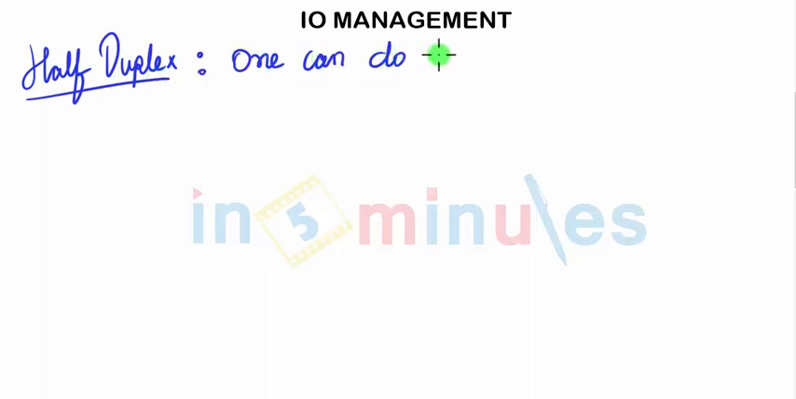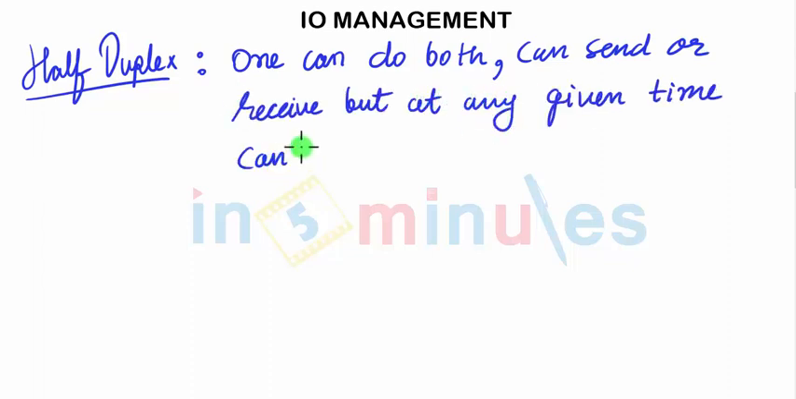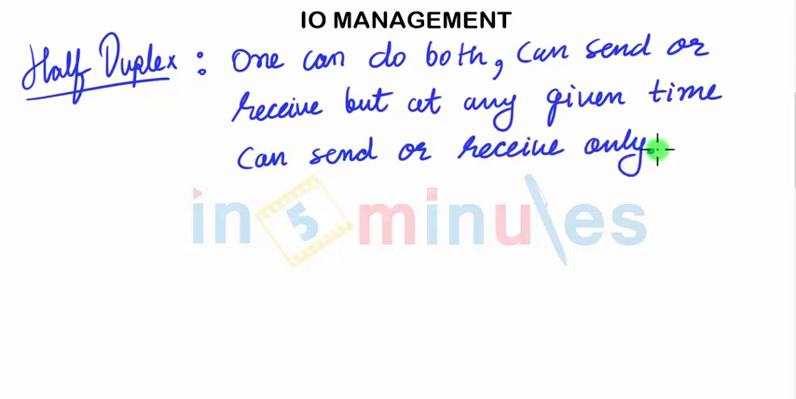The second type of communication is half duplex. In this transmission technique, one can do both. It means it can send or receive, but at any given time it can only send or only receive. This means that whenever communication is allowed, it can only go in one specific direction. If it is sending, it can only send. If it is receiving, it can only receive. It cannot do both at the same time.